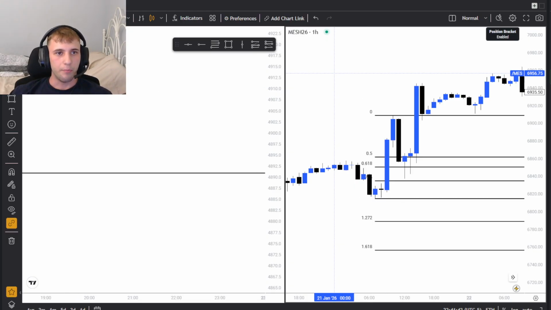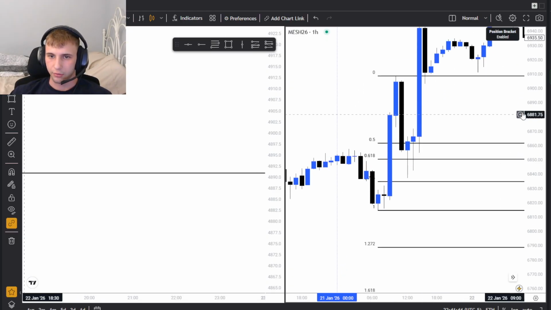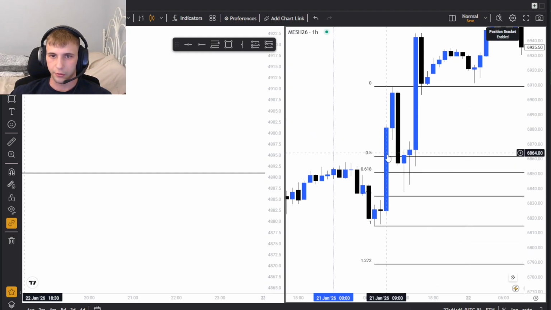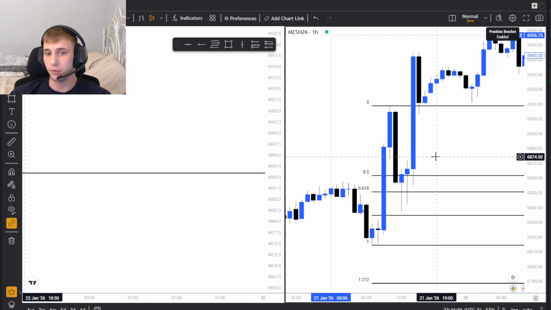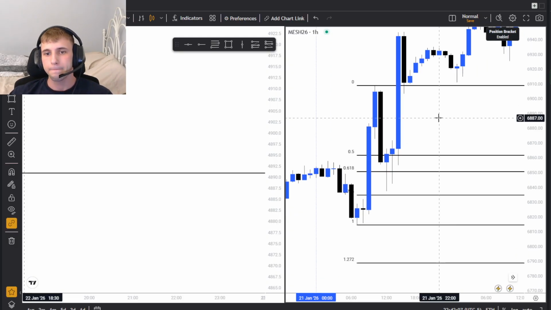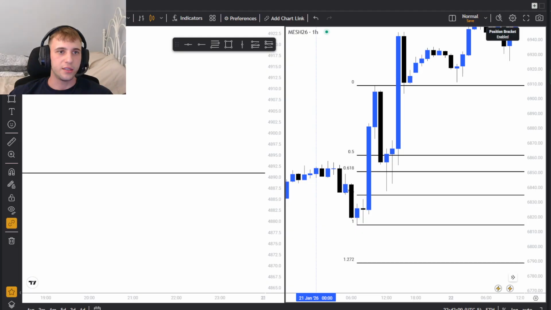Now, for entries, the main levels we're going to focus on are going to be the 0.5 and the 0.618 level, right? Now, the 0.5 level is actually called, another phrase for it is either equilibrium or 50% of the move, right? Equilibrium just means middle. Okay. Why is this important? Why is equilibrium important?